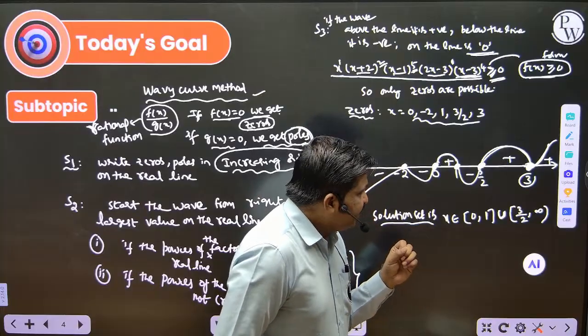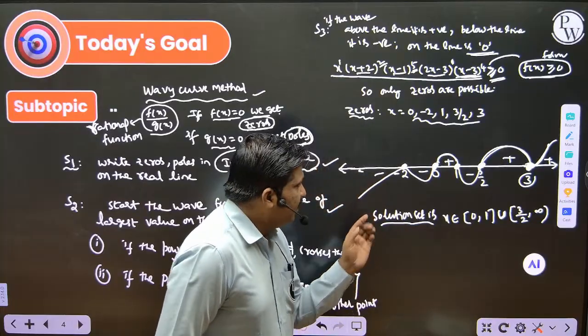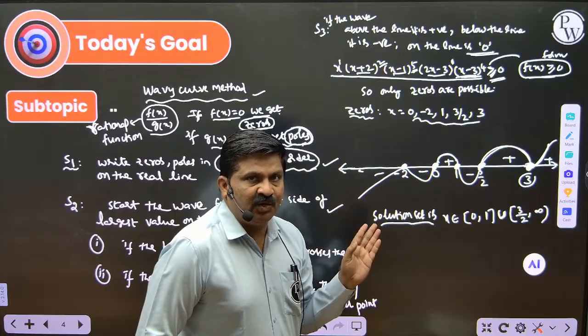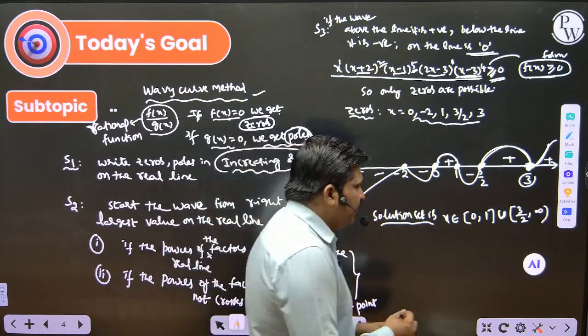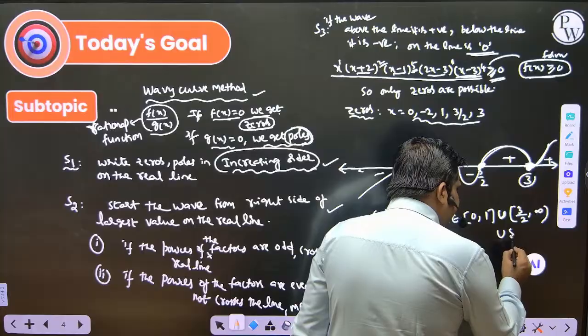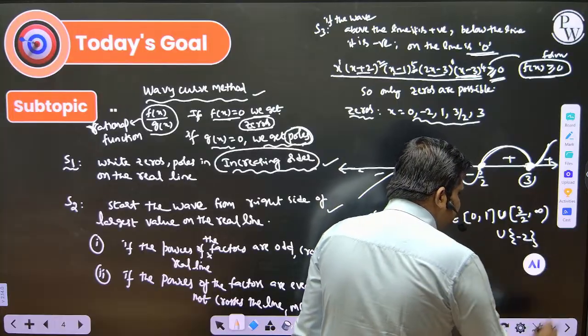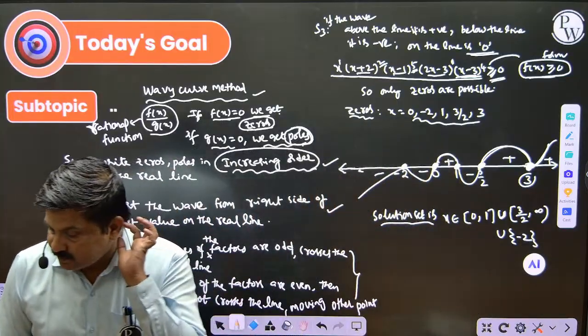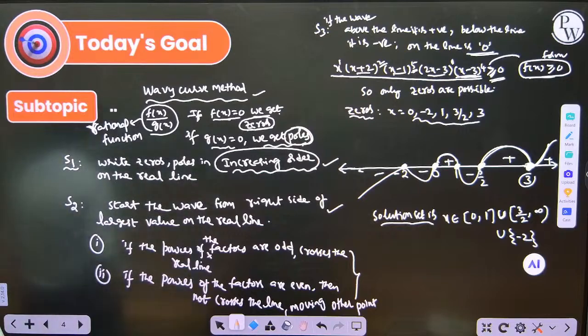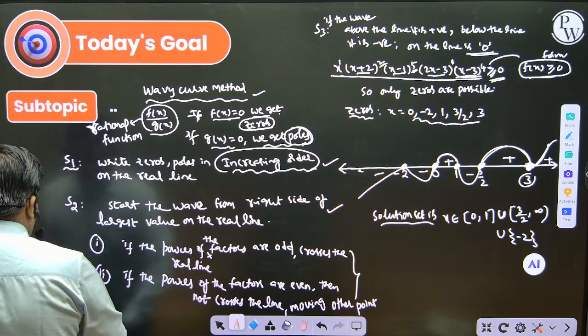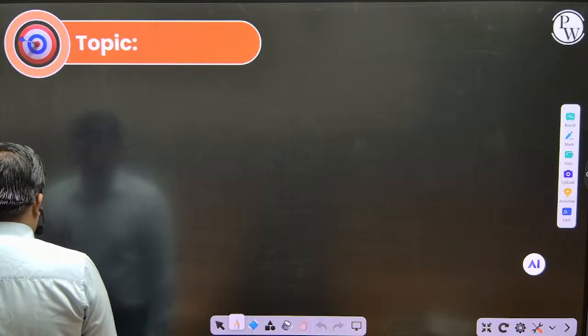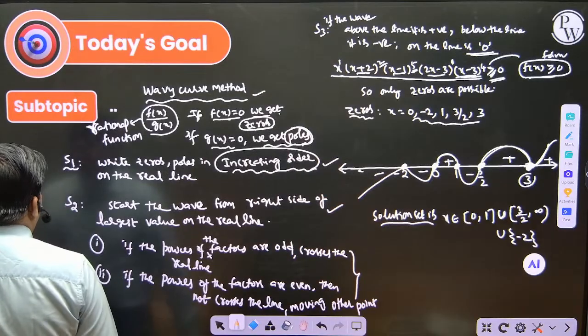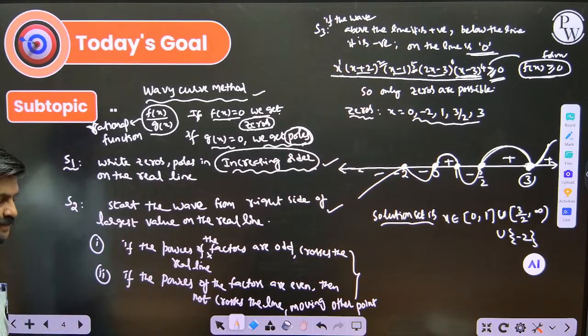But which zero is not included here? Minus 2 is not included. That's why you put a union and then write which one? Minus 2 or not. This one. Not only.